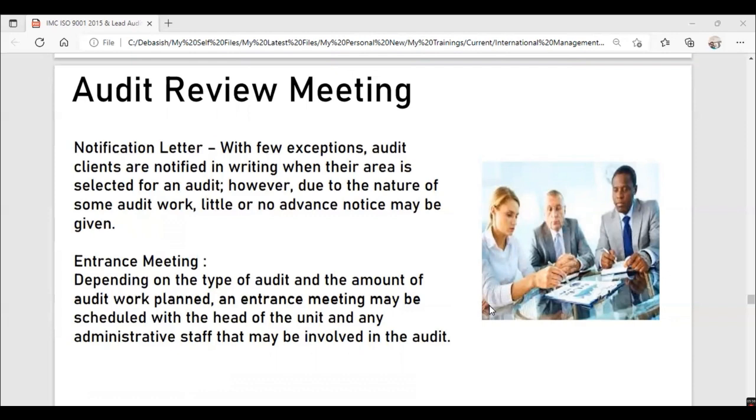Entrance meeting. Depending on the type of audit and the quantum of the audit work planned, an entrance meeting may be scheduled with the head of the unit and any administrative staff that may be involved in the audit. In-person meetings are preferred, but this may be accomplished via telephone or other ways also if necessary.